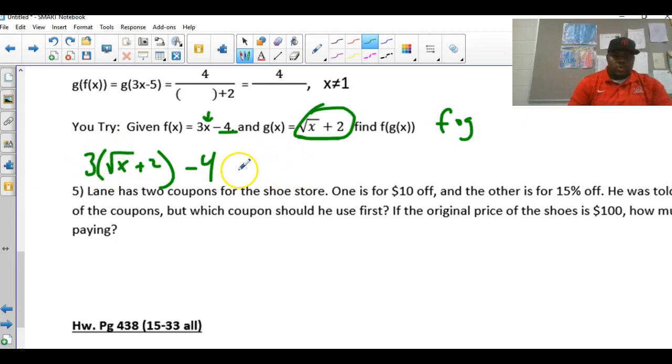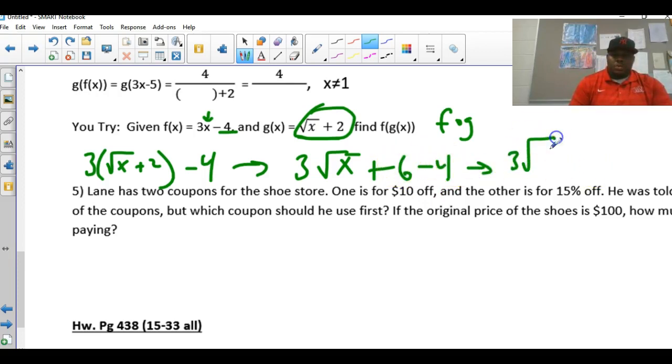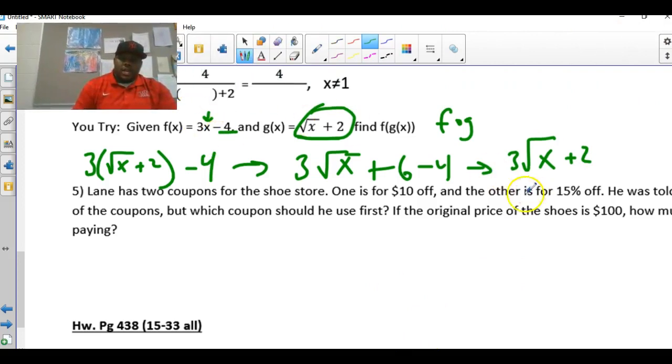Distribute 3 square root of x, sorry, plus 6 minus 4. And then right here we have like terms, 6 minus 4. So we end up with 3 square root of x plus 2. But you have a restriction, guys. What's the smallest square root you can have? Think about it. Square root of 1 is 1. Square root of 0 is 0. There's no square root of a negative number. So x has to be greater than or equal to 0, guys.